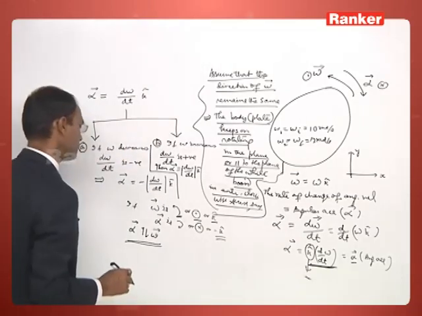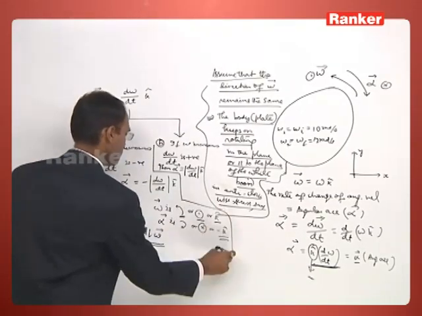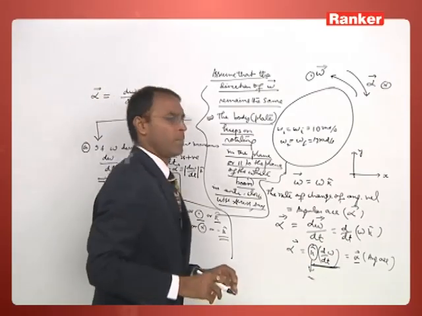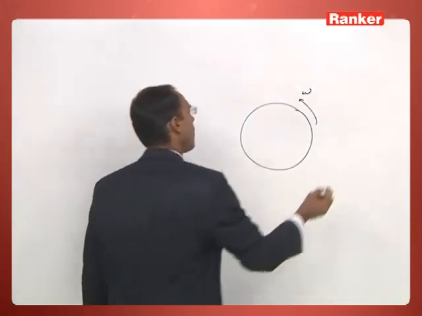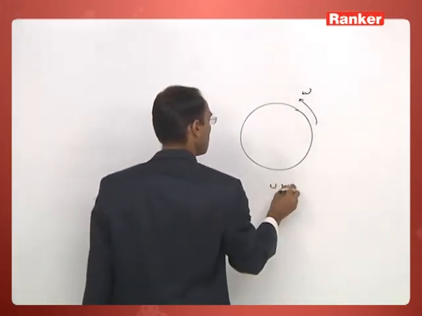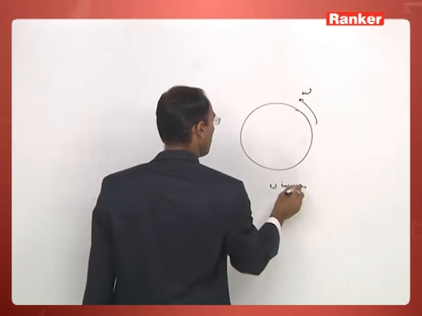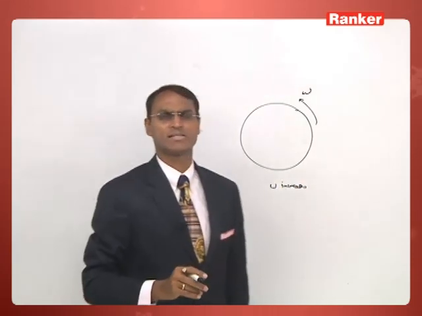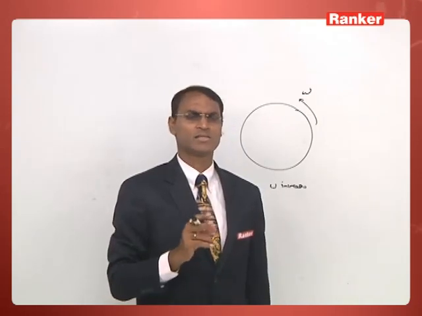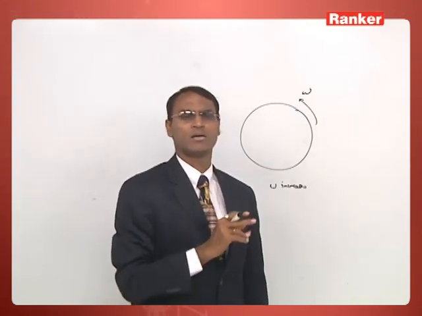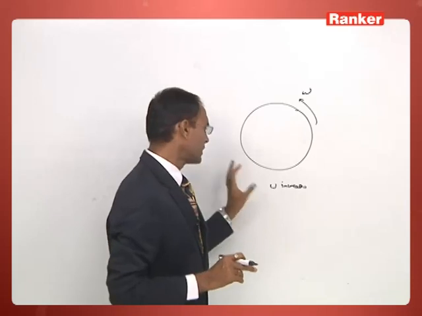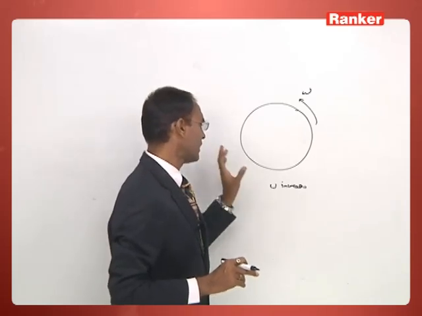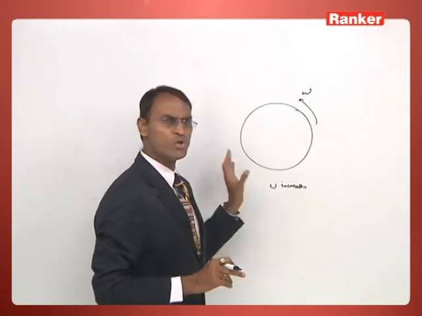Therefore, we can write that both the vectors are parallel. Suppose omega is anticlockwise and omega increases. When you use the word increase or decrease, that always implies the magnitude, increment or decrement. Words are used for the magnitudes only.